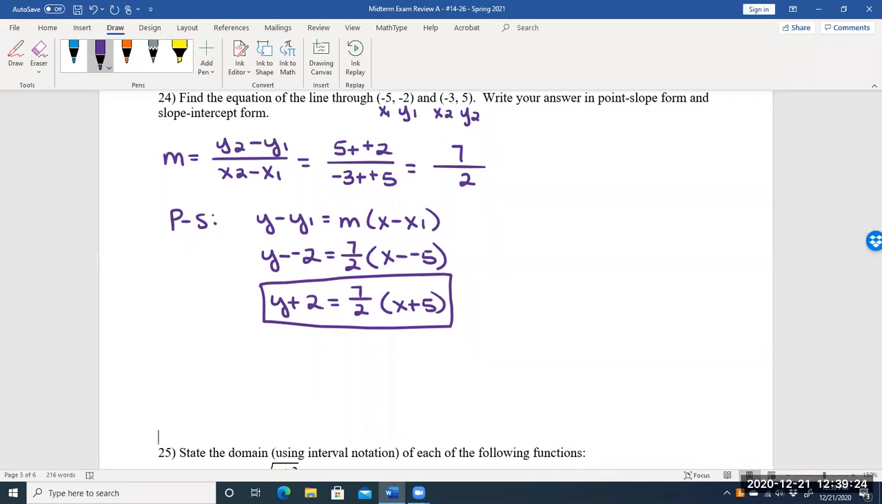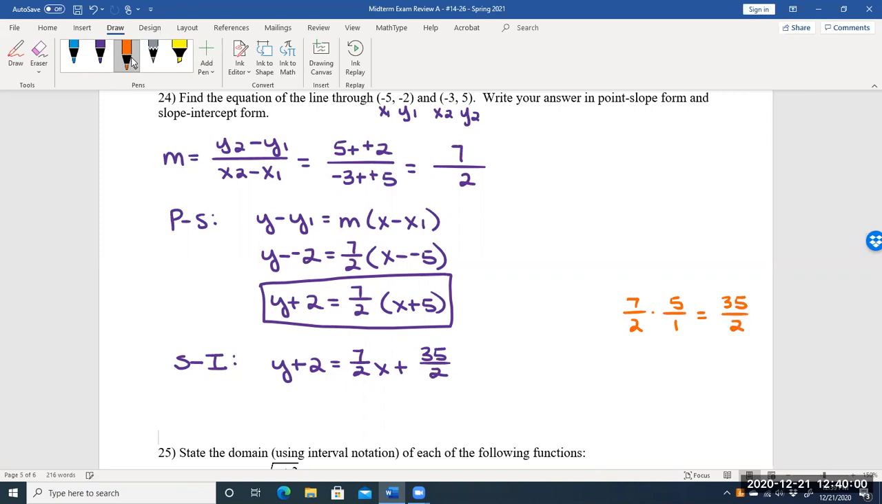To go into slope intercept form, we just need to solve the above equation for y. I'm sorry, for y, not for x, for y. So I am going to distribute the 7 over 2 to get 7 over 2x plus 35 over 2. Now, I'm doing that in my head. You're welcome to use your scientific calculator, but to take 7 over 2 and multiply times 5, you end up just getting 35 over 2. So that's where I got 35 over 2.